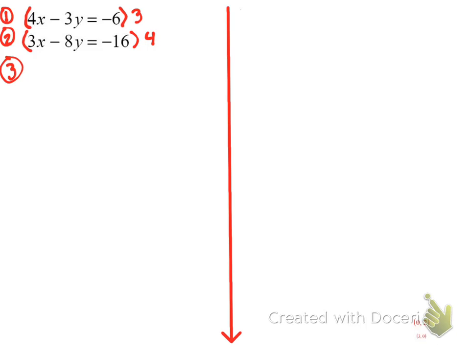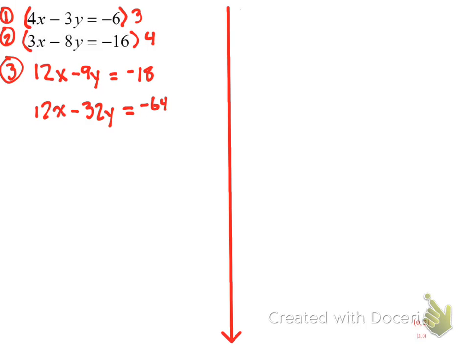So, 3 times 4x is 12x. Negative 3y times 3 is negative 9y, which is equal to negative 6 times 3, which is negative 18. Then we take the second equation. What do I multiply 3x with to get 12x? I multiply by 4 and get 12x. Negative 8y times 4 is negative 32y. And then negative 16 times 4 is negative 64.